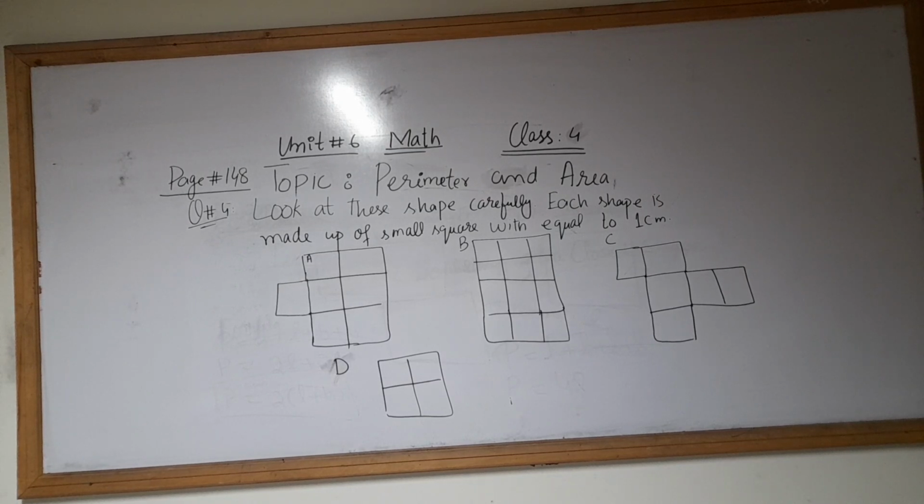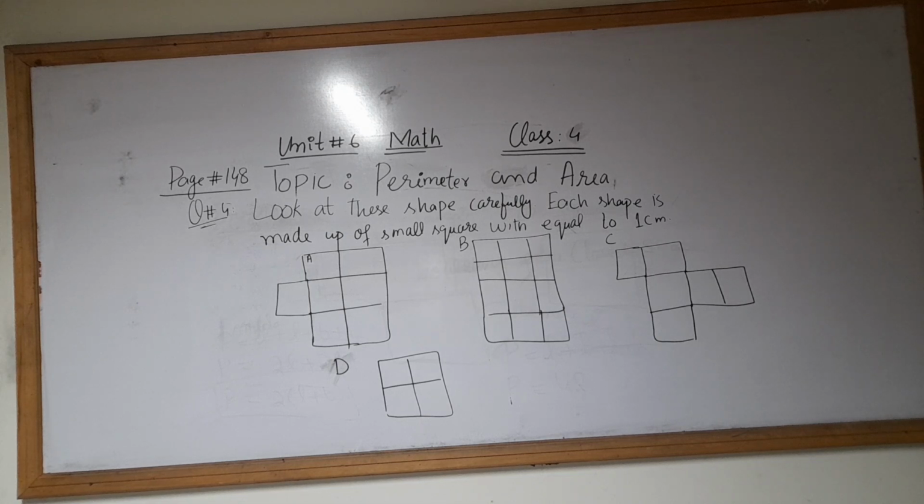Now look at the board, everyone. So this is question number 4. In this question we have 4 different shapes and we have to find the perimeter of the different shapes. And what is the perimeter? Good. Perimeter is the boundary of the closed shape. And when we calculate the perimeter of a different shape, we simply add the boundary of the shape.